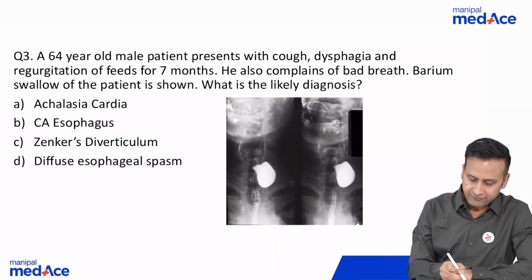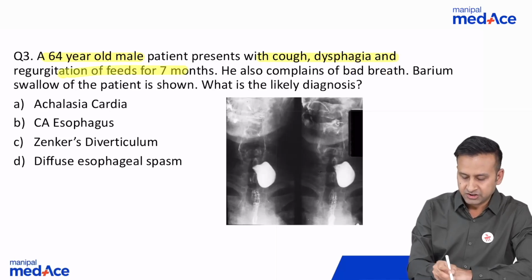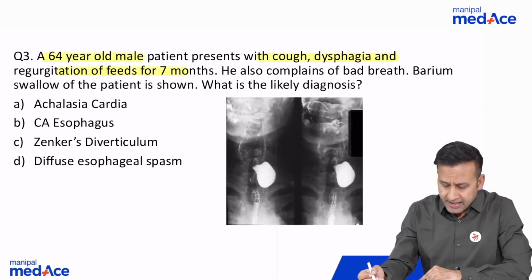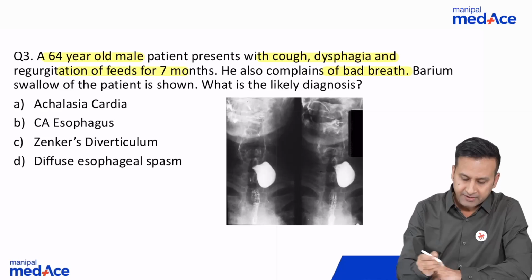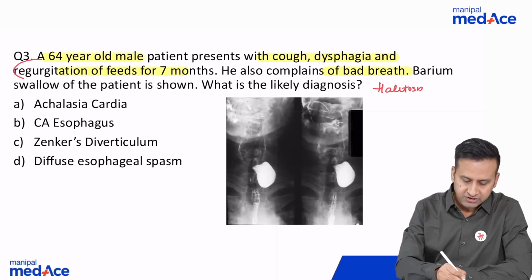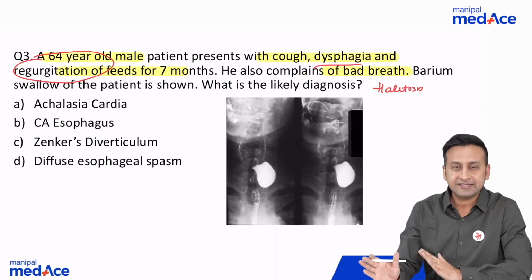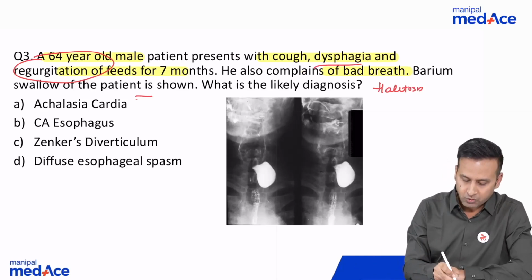So there is a 64-year-old patient who's presenting with cough, dysphagia and regurgitation of feces for 7 months. And he also complains of bad breath. These are the key terms: halitosis, regurgitation and dysphagia. And the icing on the cake is the examiner has given you a barium swallow of the patient.